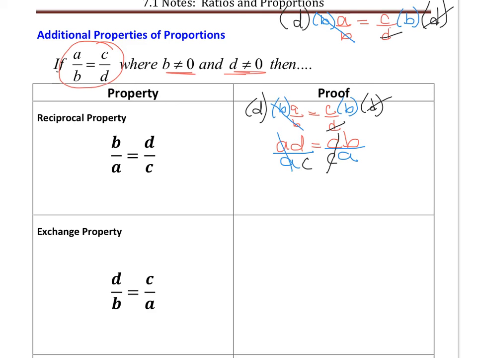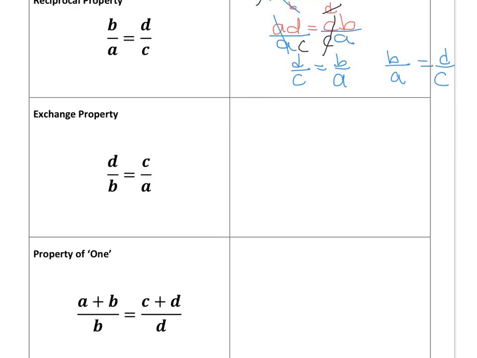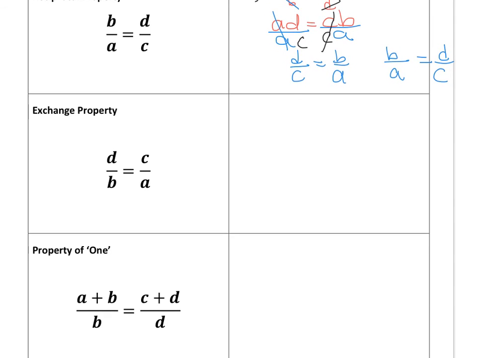And of course, anything divided by itself reduces to 1. So right now, what I have left is D divided by C equals B divided by A. And with the symmetric property, of course, we can flip that around. B divided by A equals D divided by C. So we've proved this property of proportion, the reciprocal property.